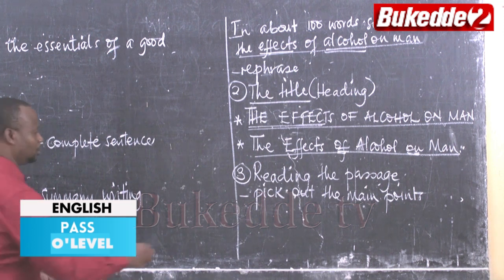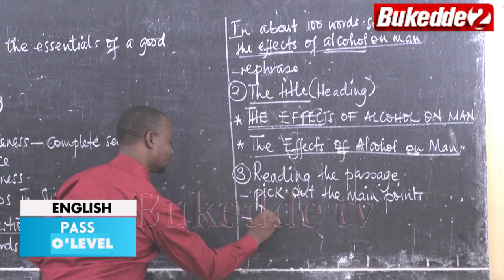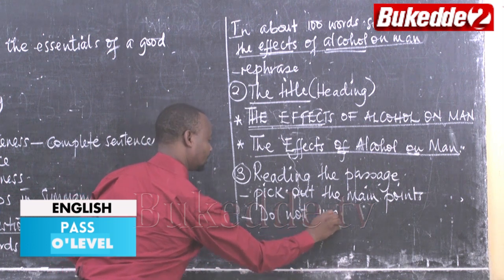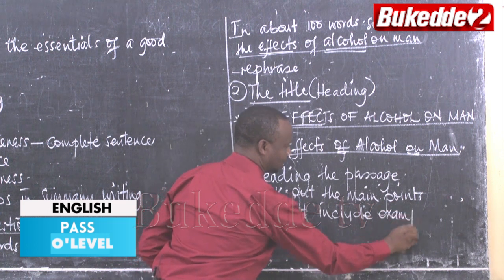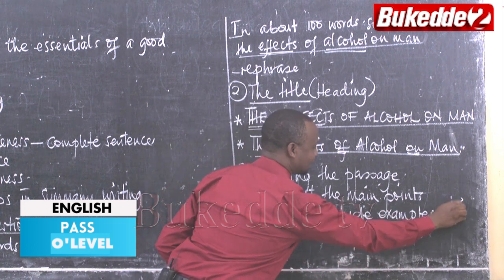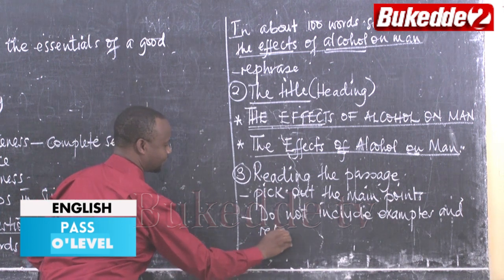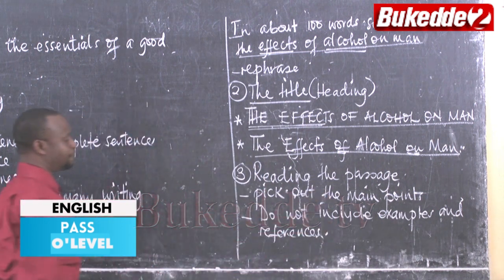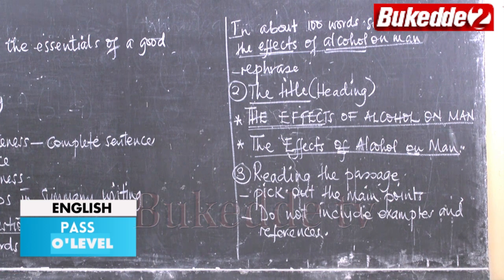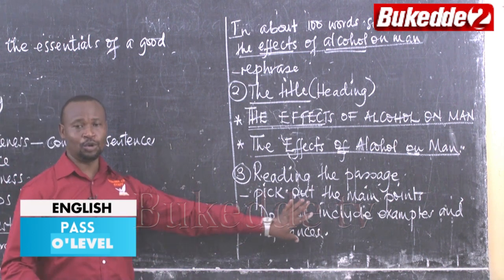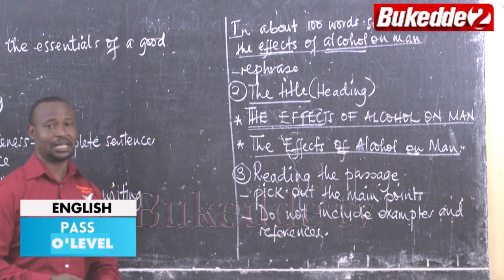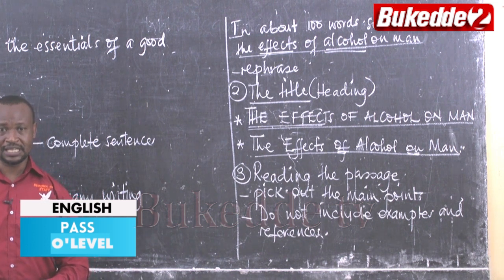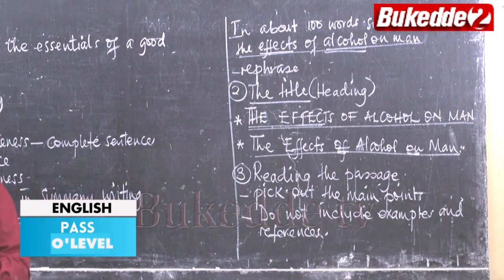The points picked do not include examples. Examples and references should be left out. So my friends, there are examples that are given in the passage. They may look to be very relevant, but when I'm marking and I find such information, I'll put a tick 0. Yes, the information is in the passage, but it doesn't answer the question.